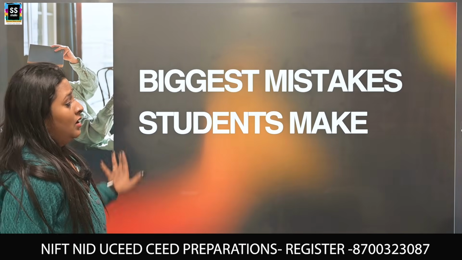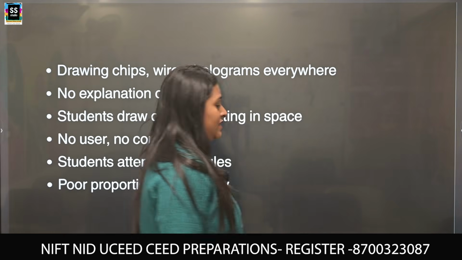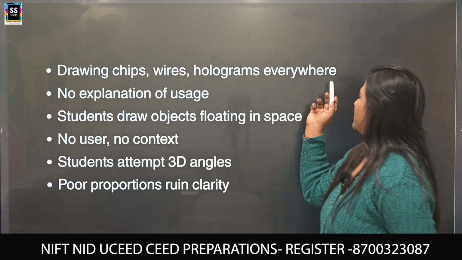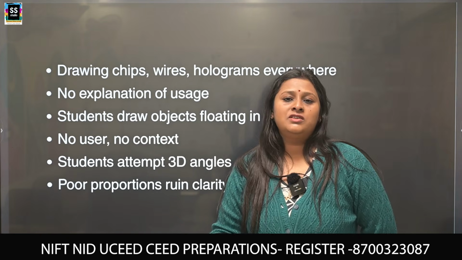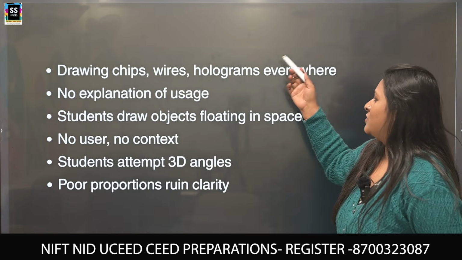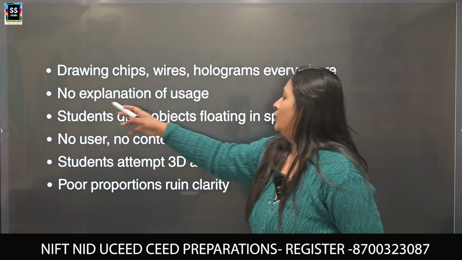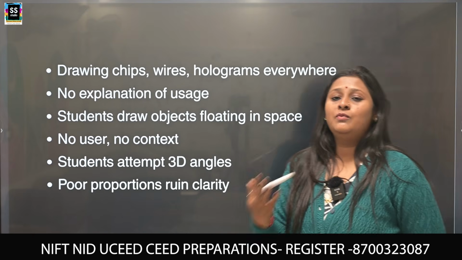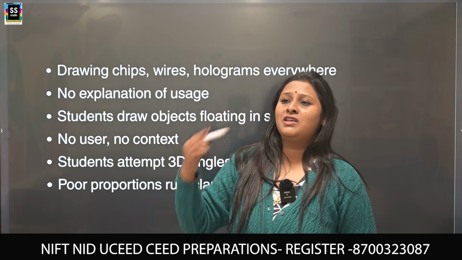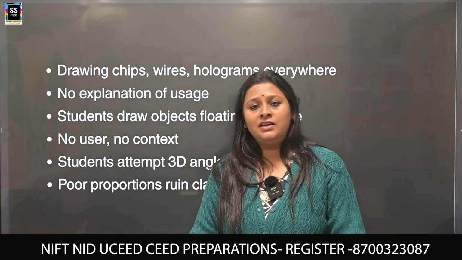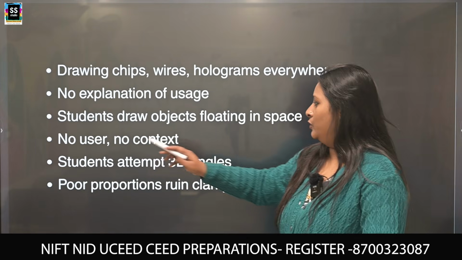Biggest mistakes students make. What are the mistakes? Drawing chips, wires, and holograms everywhere. In the name of futuristic design, if you are making chips and wires and holograms, that is not feasible. No explanation of usage, whatever product you are making. If you are just making an object drawing and not explaining the concept and the idea generation, then that is of no use.